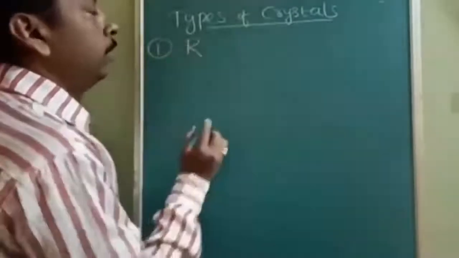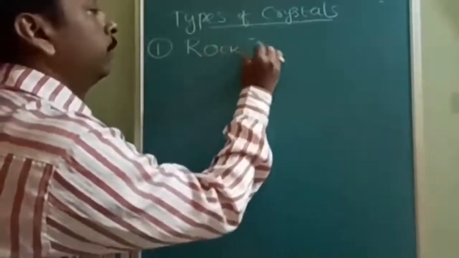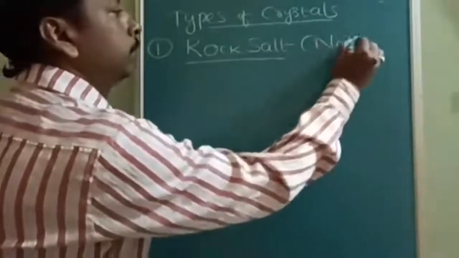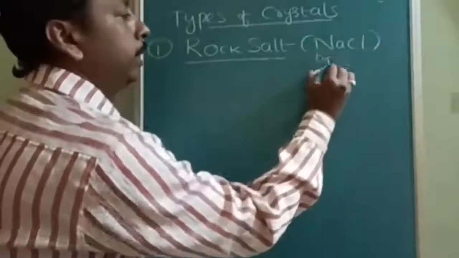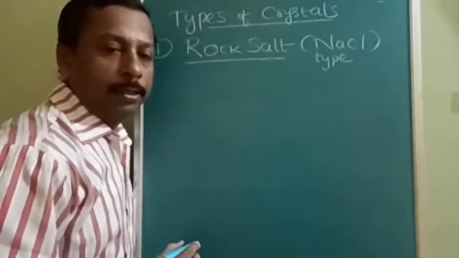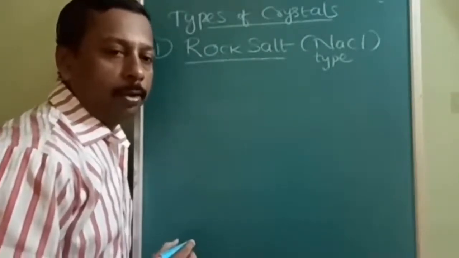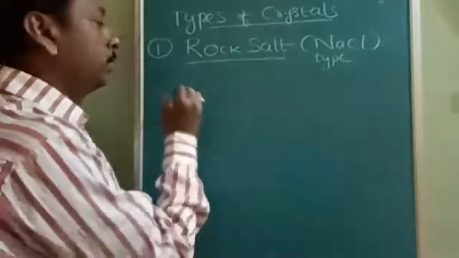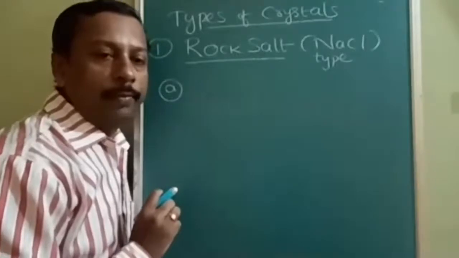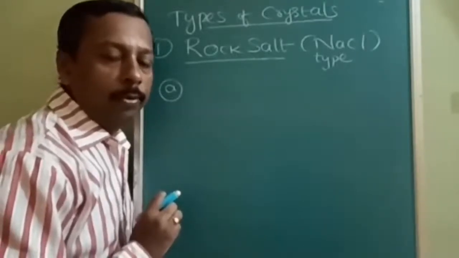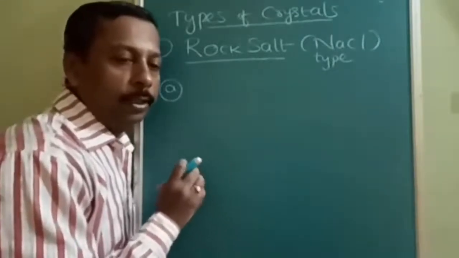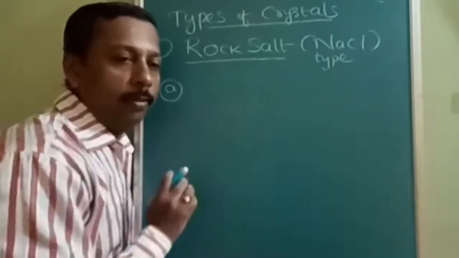The first type of structure is rock salt. Rock salt is NaCl. The NaCl type of crystal is called the rock salt structure. First, let us know about the 2 points. I told you the procedure and 2 points are very important. First I am going to tell you procedure-wise. Then, if you are able to follow, you will be able to answer all other points.